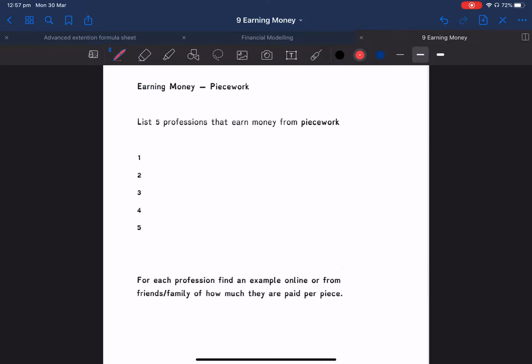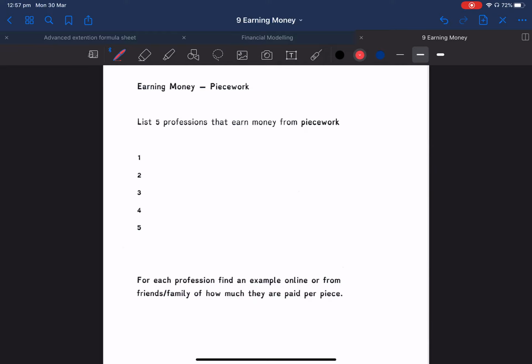Okay, piecework is people who earn their money or their wage based on how many pieces they produce. So a really obvious example might be like an artist that earns money based on each piece they create. Okay, it could also be jobs. So maybe a handyman that gets paid by the job, electrician, stuff like that. Okay, I want you to come up with 5 professions that earn money from piecework. You can Google it or you can ask people.